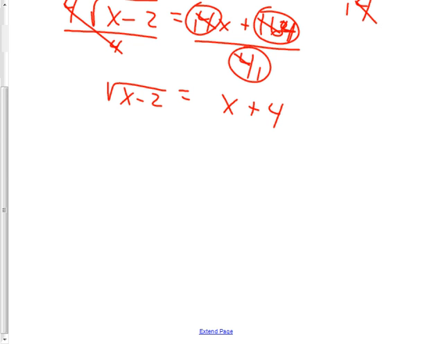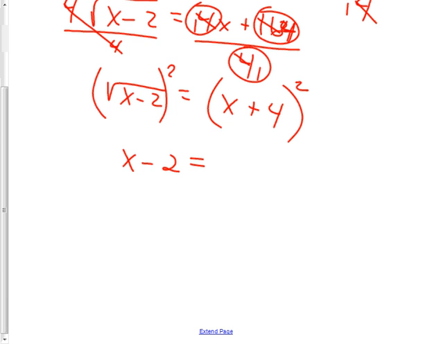Square both sides. And this is another opportunity for a little piece of math knowledge you need to have: when you square both sides, that will fix square roots. You do not need an absolute value. That's if you took a square root of both sides. So it's just plain old x minus 2, not the absolute value there.